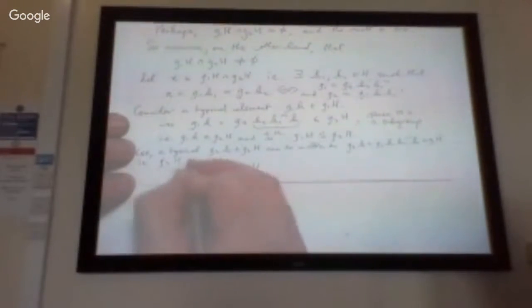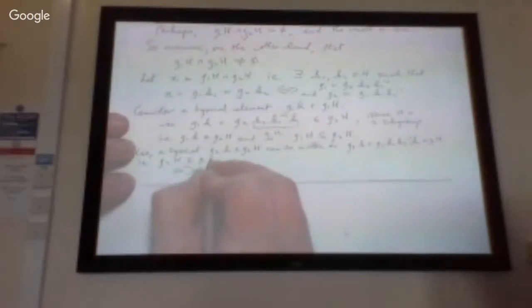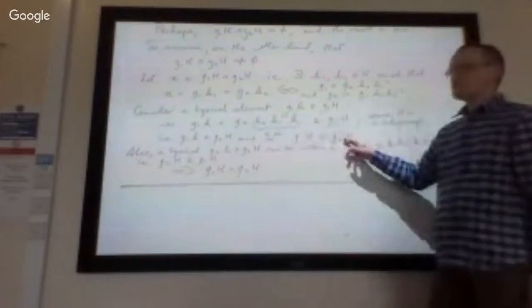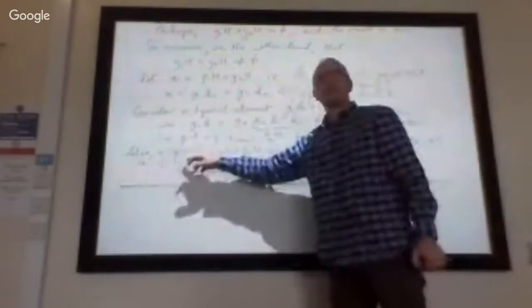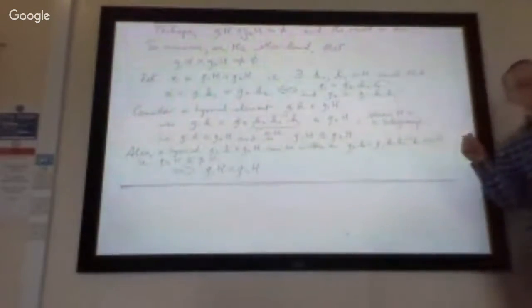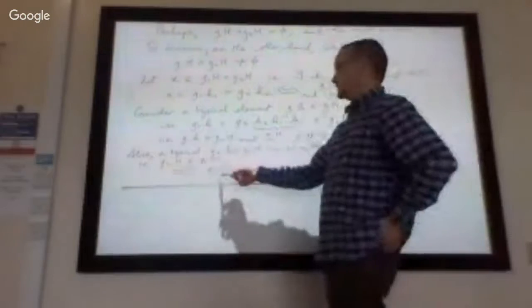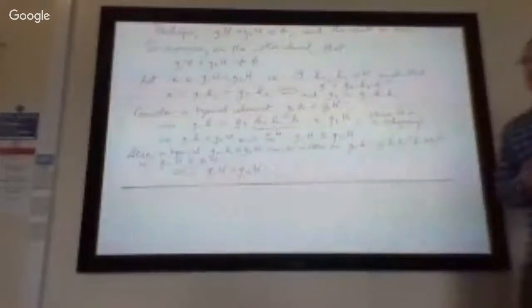The left coset G2H is contained in or equal to the left coset G1H. So both sets are subsets of the other one. How can that be? That's basically the definition of set equality. Two sets are equal if and only if they contain each other's elements. So you're now justified in saying that the two sets are equal.